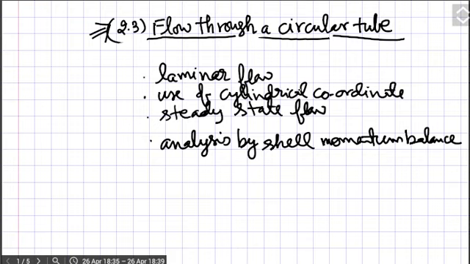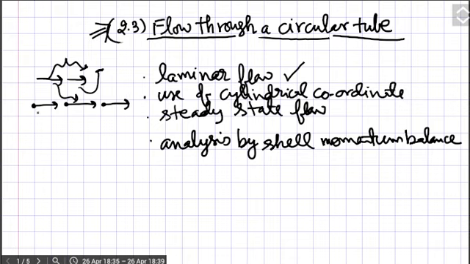We assume that the flow in your pipe is laminar. It means that molecules are moving in a straight direction. They are not moving like this. That is the turbulent flow. So suppose there is a molecule, it will move in this straight direction. There is no disturbance. After that we will use cylindrical coordinates. That will be discussed a little later.